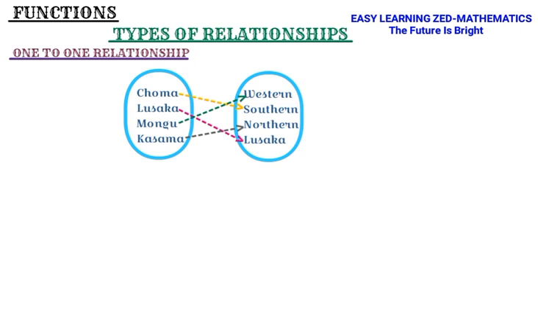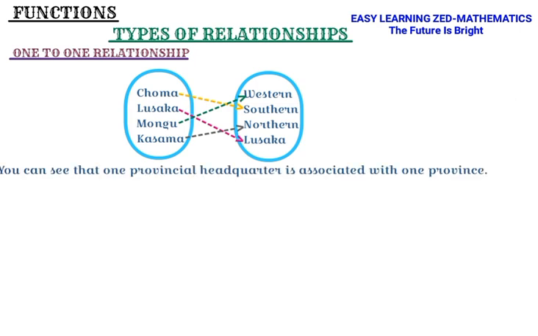Therefore, the relationship here is one-to-one. There is no element in either set which is connected to many. Each element is connected to one element in the other set. So you can say that one provincial headquarters is associated with one province.